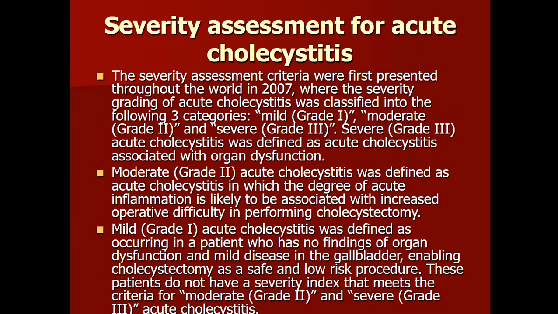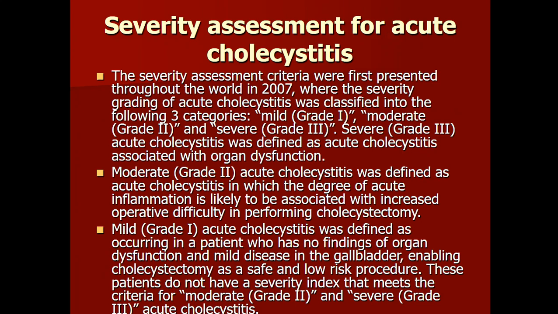You must also know about the severity assessment for acute cholecystitis. Patients with acute cholecystitis may present a spectrum of disease stages ranging from a mild, self-limited illness to a fulminant and potentially life-threatening disease. In fact, the overall mortality rate of acute cholecystitis is about 0.5%, and there were no severity assessment criteria for this common disease until 2007.